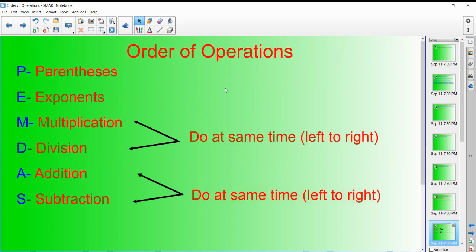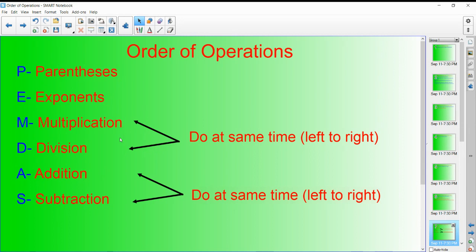So what you learned was PEMDAS: parentheses, exponents, multiplication, division, addition, and subtraction. You were told to do it in that order because exponents is just a lot of multiplication, and multiplication is just a lot of addition. So the steps up top really are repeated steps of the ones at the bottom.